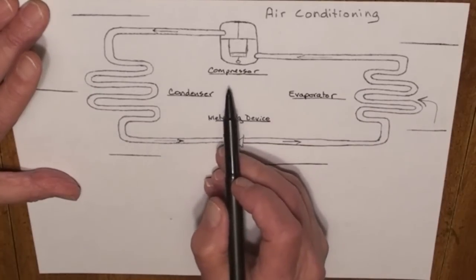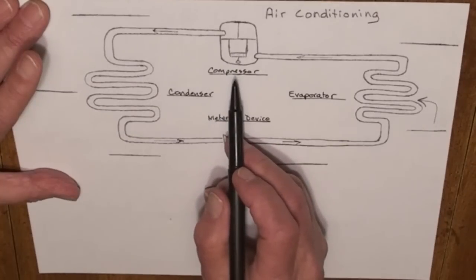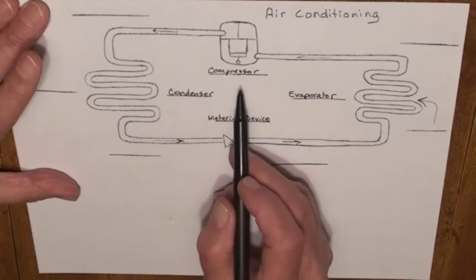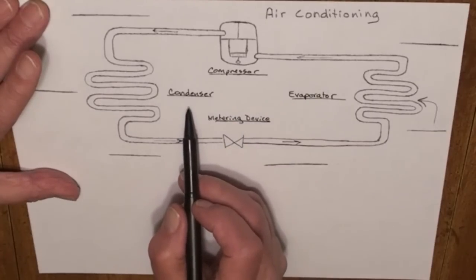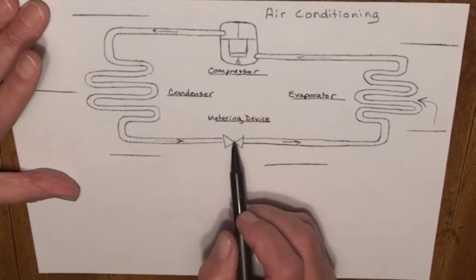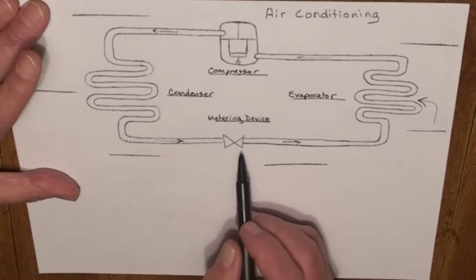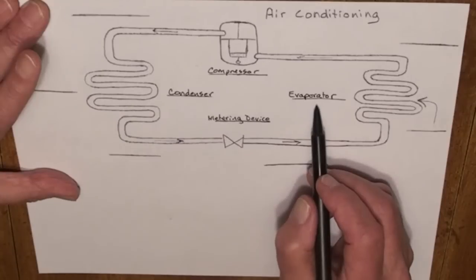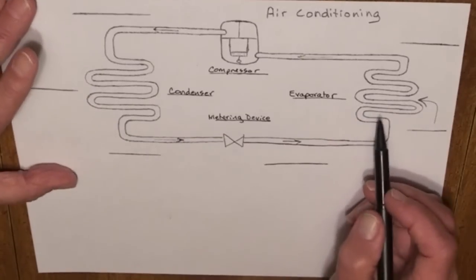and the evaporator. The compressor creates the high and low sides of the system and moves refrigerant through the system. The condenser rejects heat. The metering device acts as a dividing point in the system, creating the high and low pressure sides. The evaporator absorbs heat from the medium to be cooled.